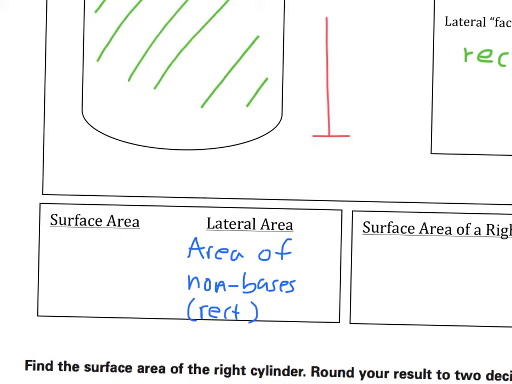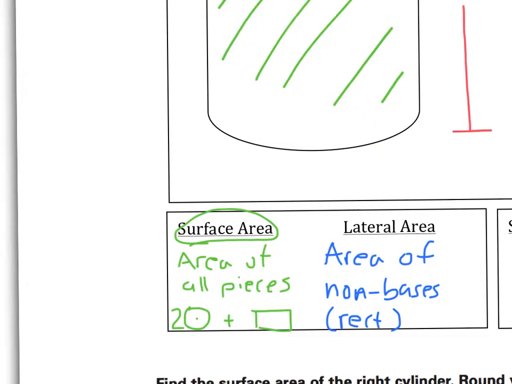The surface area is going to be the area of all the pieces. Now, you don't need to break it up, but it's 2 circles plus a rectangle. If you were to break it up as a net, 2 circles and a rectangle. Again, you do not need to draw this, but this would be the wrapped around part, and now those would be the bases. That's essentially what we mean.